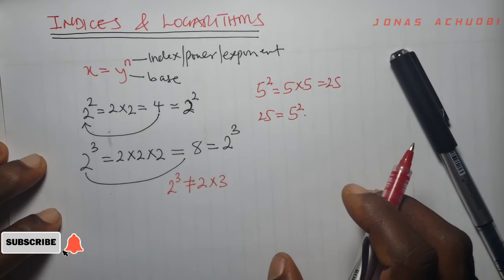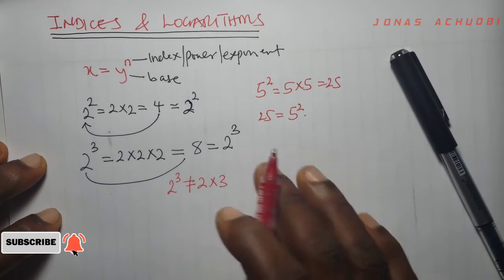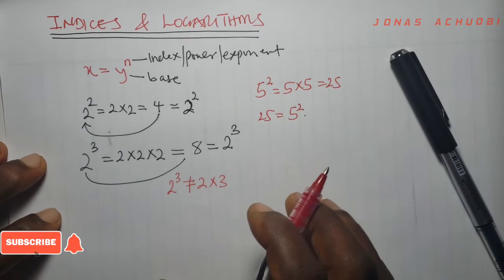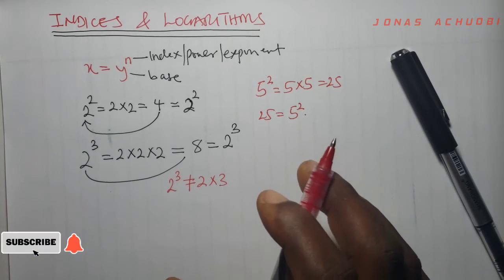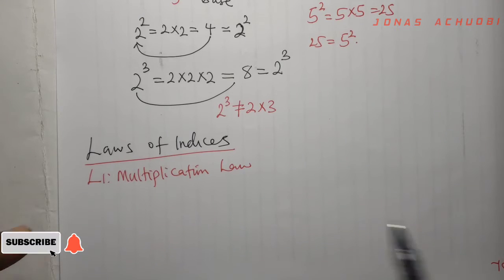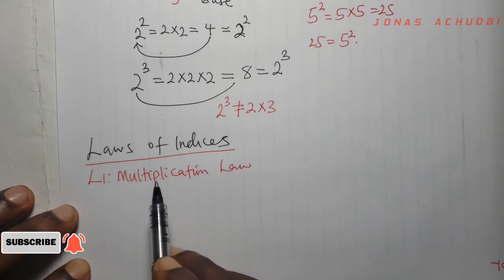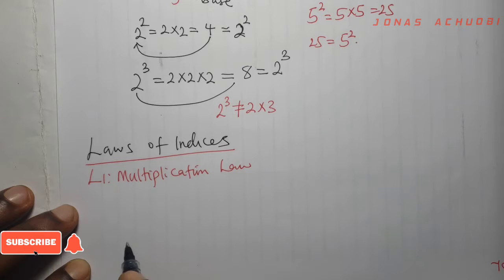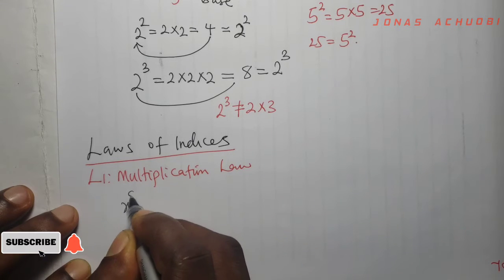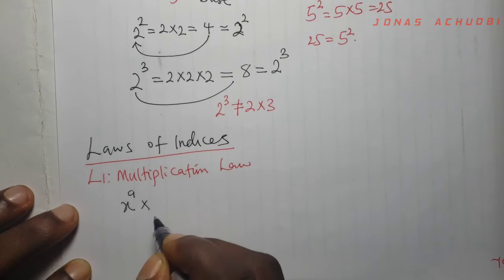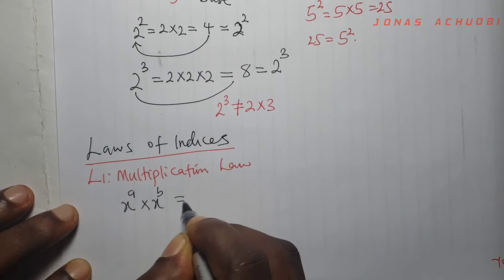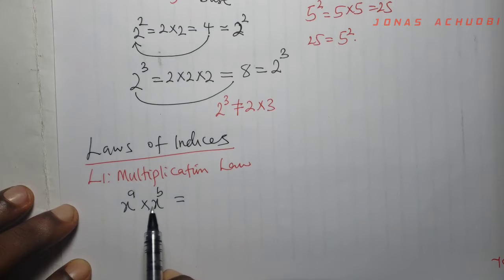So, the next one to look at are laws of indices. Since there are certain laws that govern the operations of indices, it is good that we know most of these laws, if not all of them. Laws of indices. L1 stands for law 1, and we call this law the multiplication law. This law states that if we have an index form, x raised to the power a, for example, multiplied by another index form, x raised to the power b, this law says that if the bases are the same, x raised to the power a has base x, x raised to the power b has base x, you observe that these two index forms have a common base, the same base.